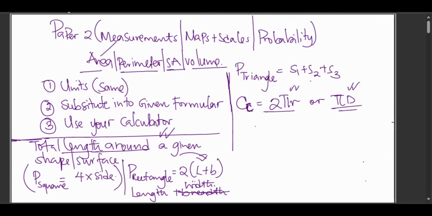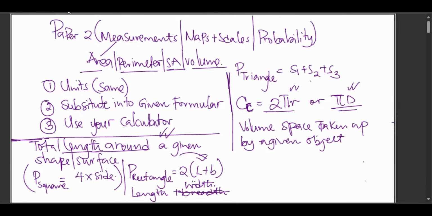Either way. Volume is the space occupied or taken up by a given object. Remember that? Volume, space taken up. Then the sister to volume is called what? Capacity. Capacity is the normal volume in normal life. What do I mean by that? Volume here, we use it for calculations.